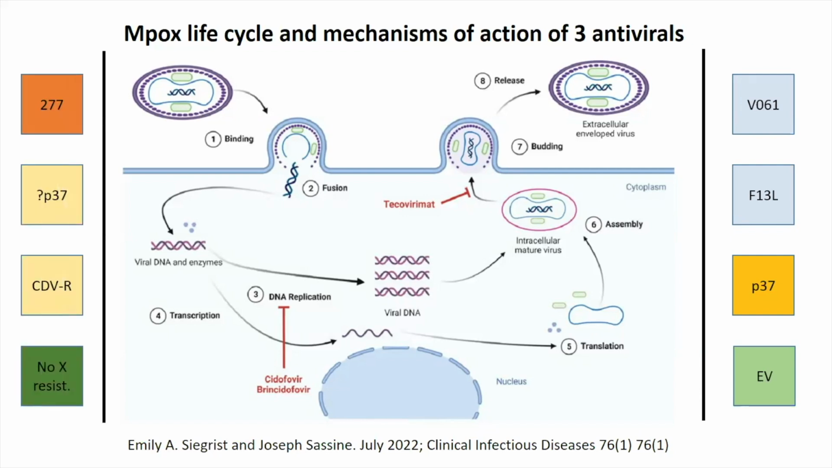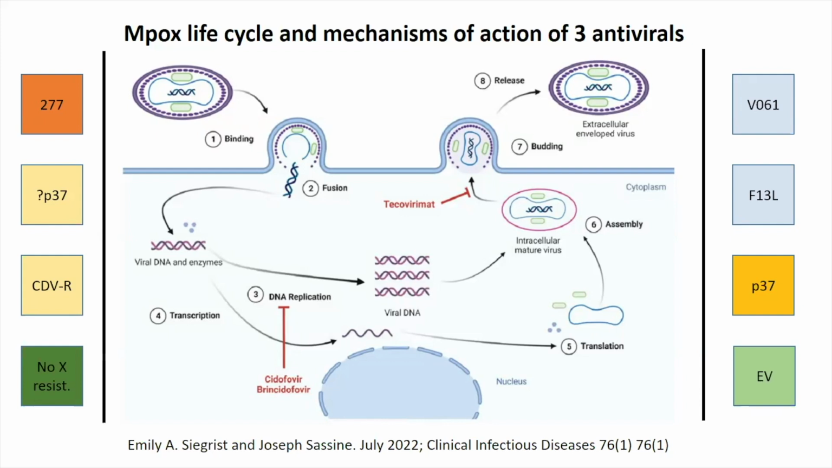There's a point mutation at position 277 in the virus that may confer resistance to tecovirimat, but mutations within the P37 may or may not confer resistance to tecovirimat. But if you've got a virus that is resistant to cidofovir, it's not going to be cross-resistant to tecovirimat. And we will come back to that later.